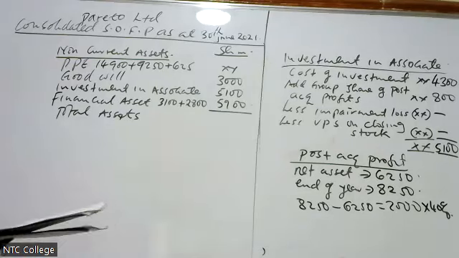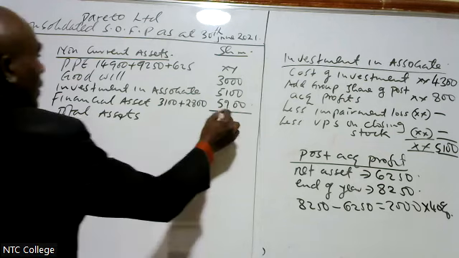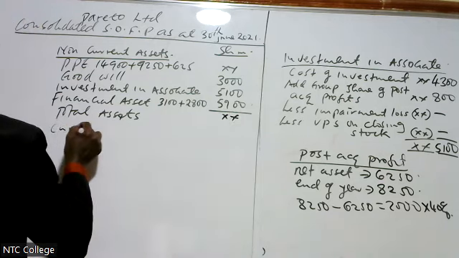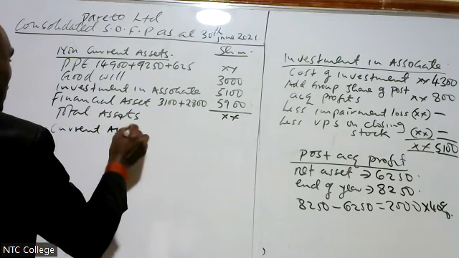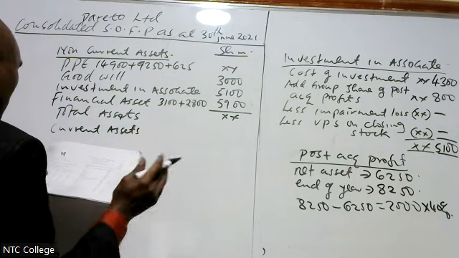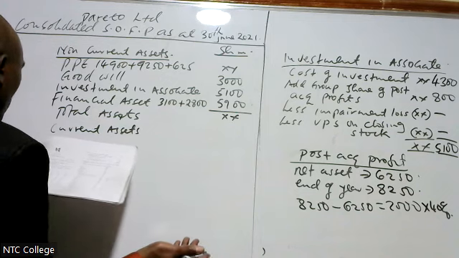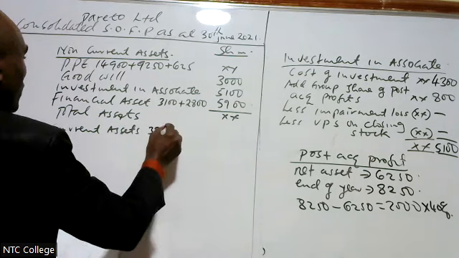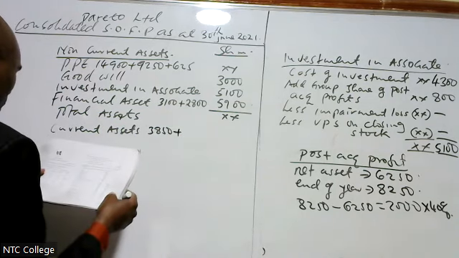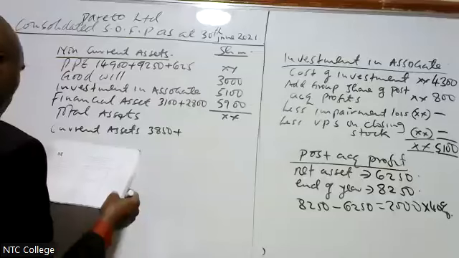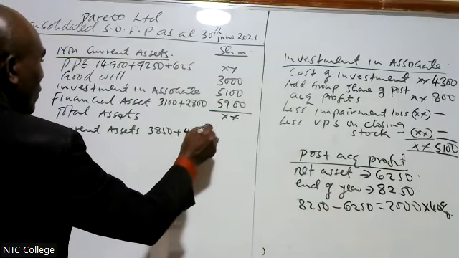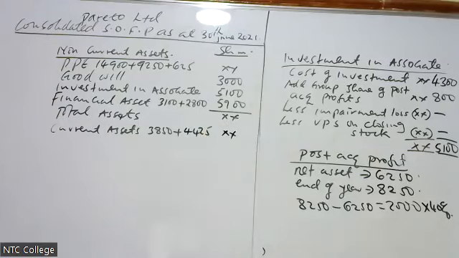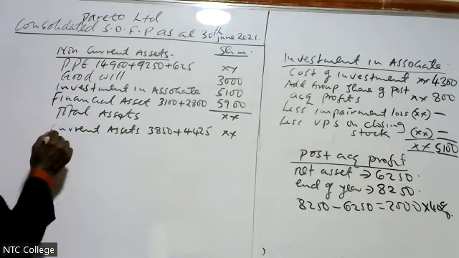Then we come to current assets. My current assets, I'm just adding Pareto and Pamba. That is no longer a subsidiary. That 850 plus 4425. Current assets, you put it there. Current assets, you just add literally. Consolidation is to add.